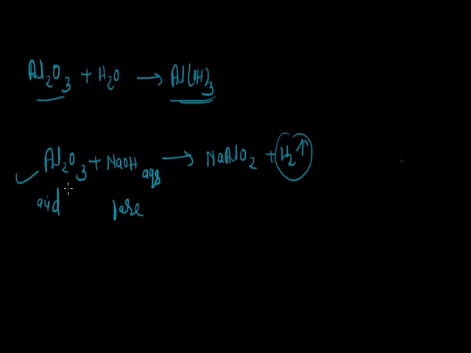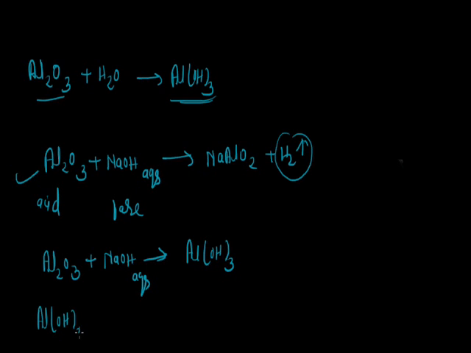Actually, what happened when this aluminium oxide Al2O3 reacts? First, this aluminium oxide reacts with aqueous NaOH and gives aluminium trihydroxide. Now this aluminium trihydroxide further reacts with NaOH. After that, it gives sodium metaaluminate with the evolution of hydrogen gas. In that case, this hydrogen gas is liberated from aluminium. So we can say that in that case, this is behaving as an acid.